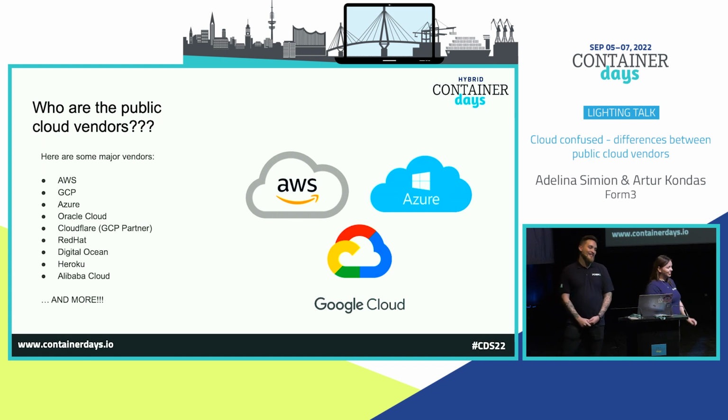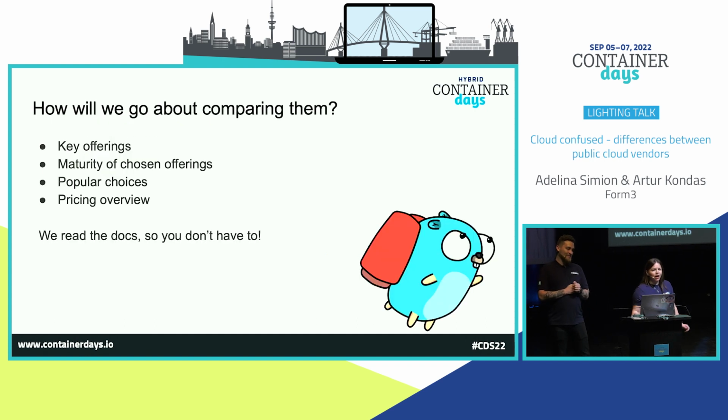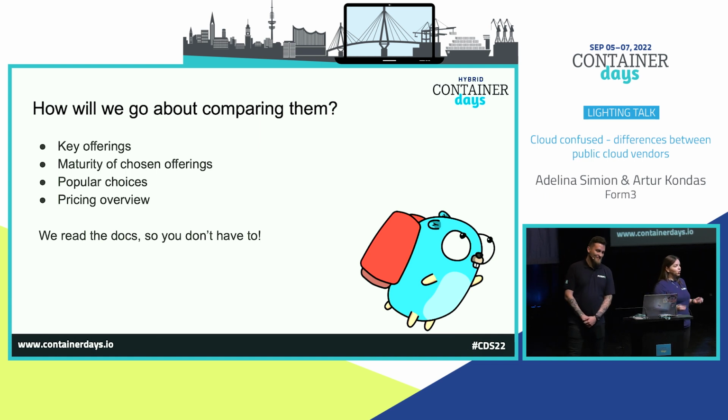So who are the public cloud vendors? As you can see, there are some major vendors, but today we will focus on the big three: AWS, Azure, and Google Cloud. So how will we go about comparing them? We're going to look at their key offerings, then we're going to discuss a little bit about the majority of these chosen offerings, and we'll look at some popular choices. We're not going to compare what offering is better than another, but we will highlight popular choices for solving a particular problem. Then we will look a little bit at the pricing overview.